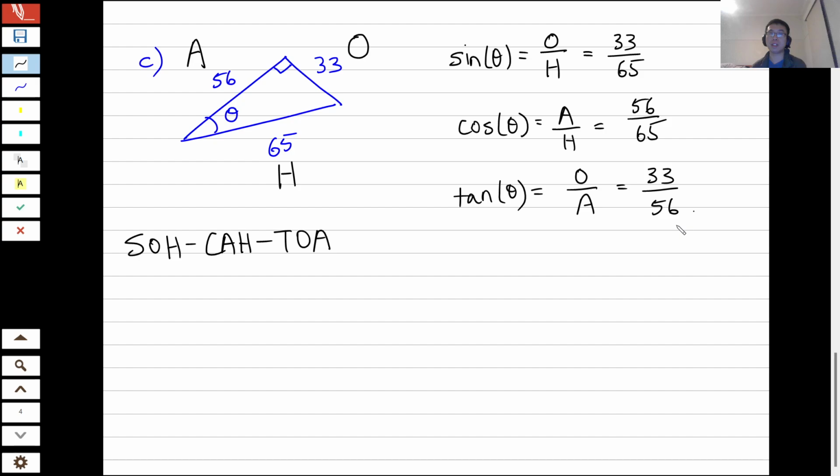So there we are. We have now got a definition for sine, cos, and tan. And now that we have this, in the next video, we will calculate some side lengths.